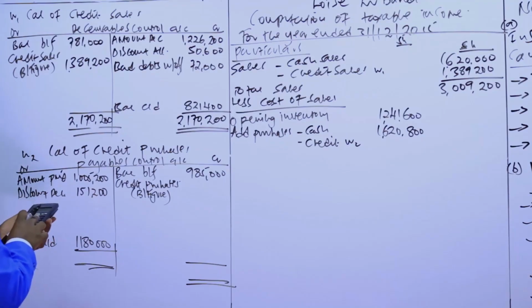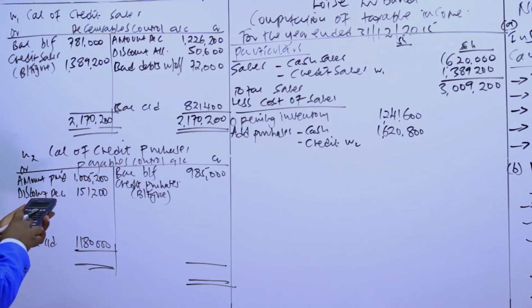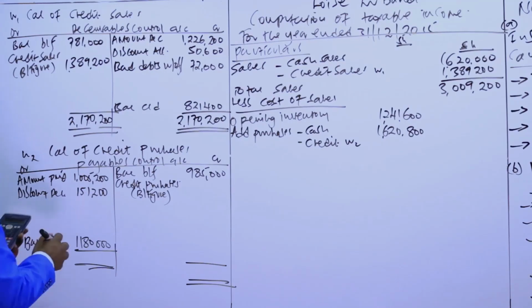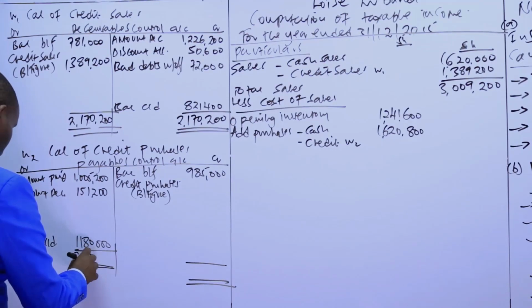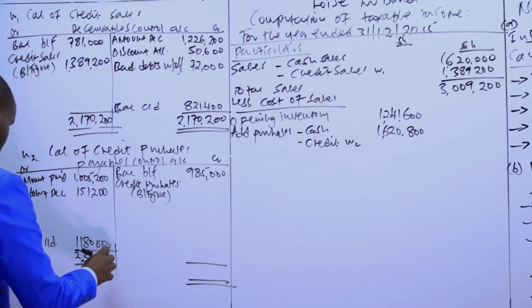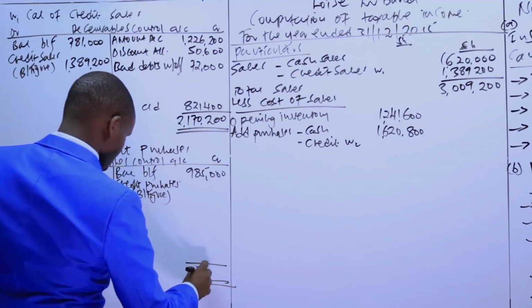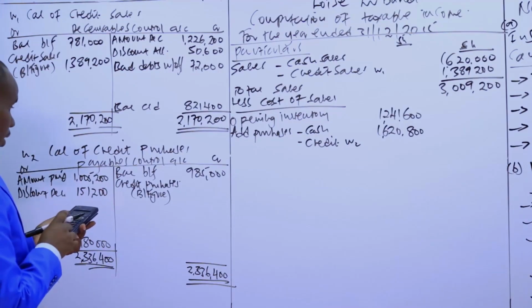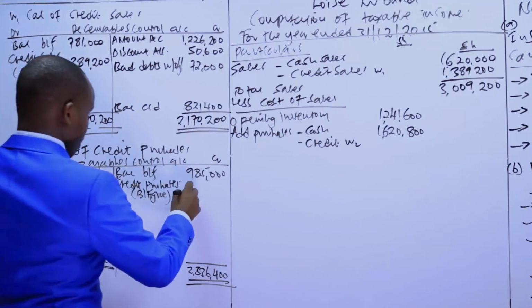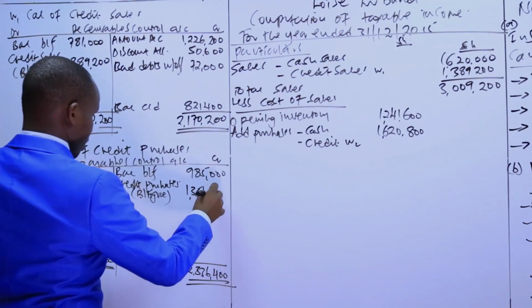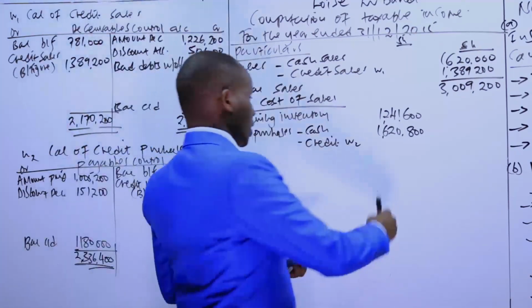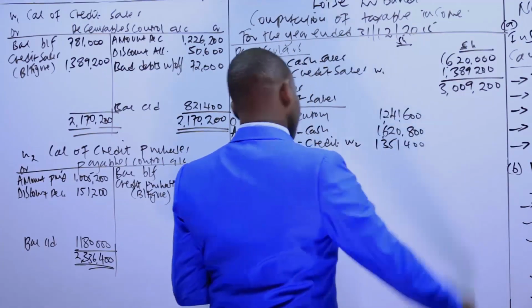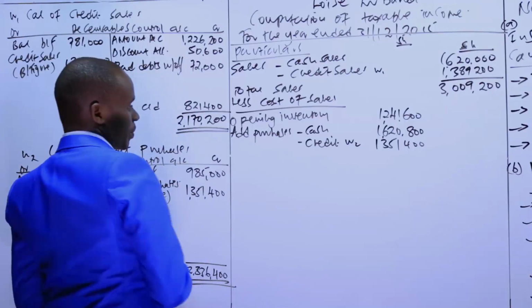So I add 1,005,200 plus 151,200 plus 1,180,000, and we get 2,336,400. 2,336,400 minus 985,000 you get 1,351,400. So the credit purchases are 1,351,400.